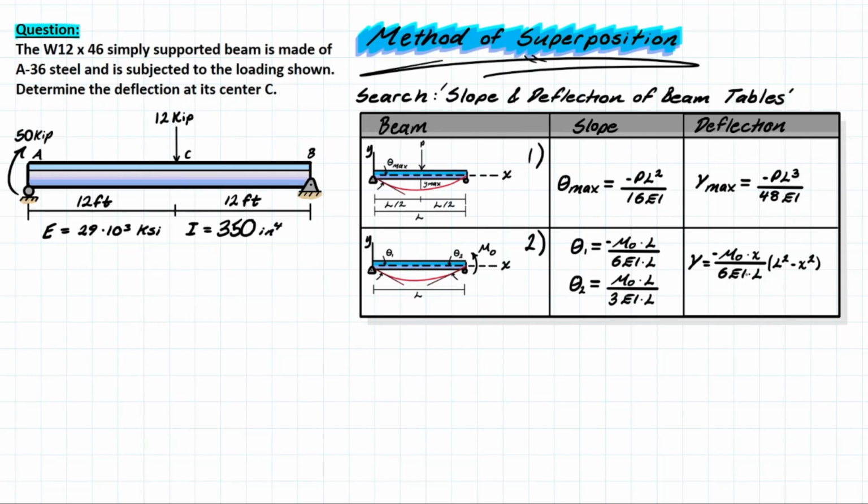So there's only one thing you really need to understand about plugging into these values in the table. This x value is going to be the point that we are interested in. So if we have a 24-foot member, we are going to be plugging in 12 feet. So let's go ahead and start with the point load here.